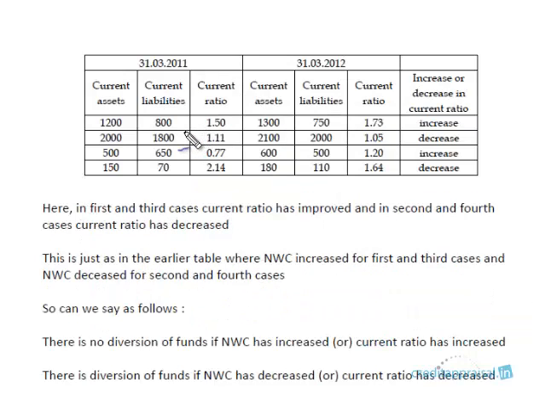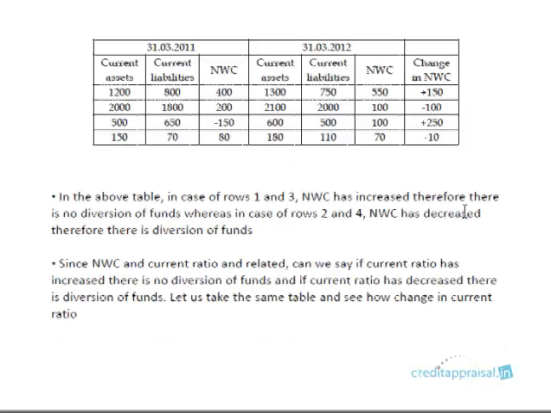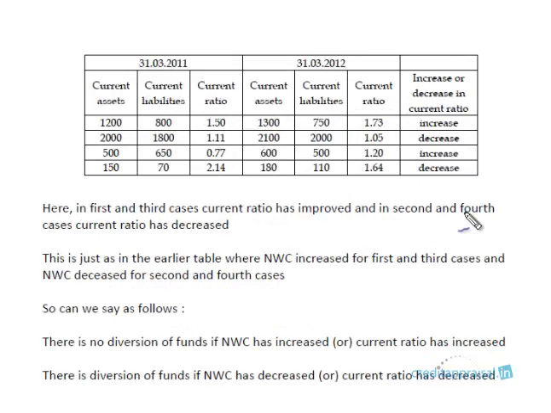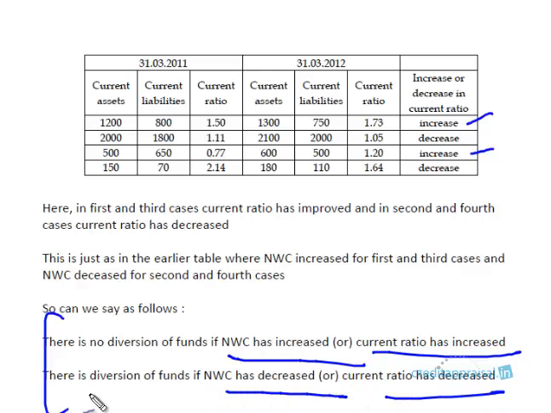So you can see the first scenario. In the first and third scenarios here, the current ratio has increased. I'll replicate the same figures which we had earlier. Instead of calculating NWC now, I'm calculating current ratio, and again we are arriving at the same conclusion. In the first and third cases, the current ratio has increased, just as NWC increased earlier in these two cases. In the second and fourth cases, NWC decreased earlier, and now current ratio has decreased. So simply, can we say that there is no diversion of funds if NWC has increased or current ratio has increased? Both are one and the same. There is diversion of funds if NWC has decreased or current ratio has decreased. Can we say that? No, we cannot.